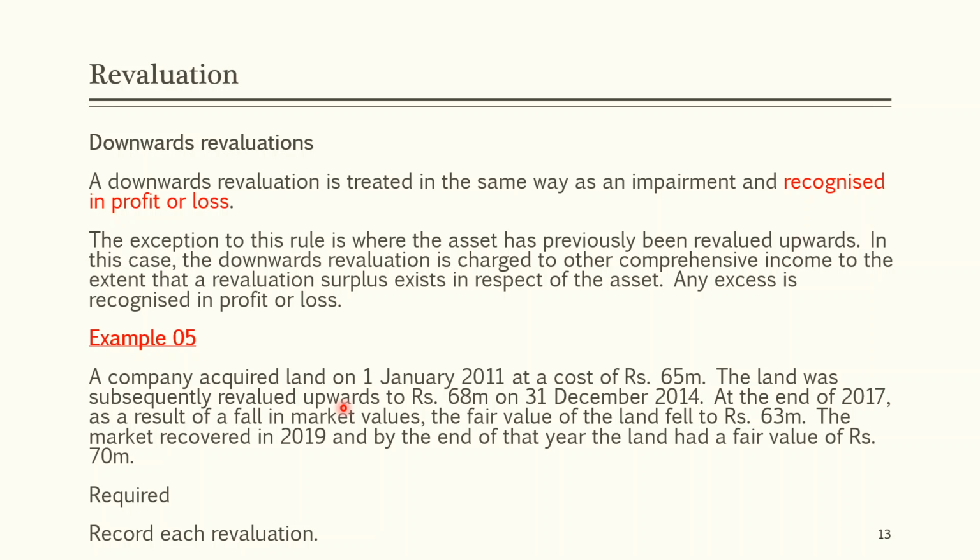The exception to this rule is where the asset has previously been revalued upwards. The opposite of my previous example. 1000 is the cost. After the end of year 1, we have revalued to 1200, an upward revaluation. At the end of the second year, we have revalued again and found the value to be, assume, 700, from 1200 to 700. That 500 we cannot charge as it is to the P&L.